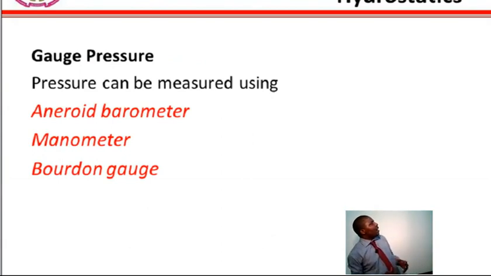We have different measuring equipment that we can use to measure pressure. We call them gauge pressure or pressure gauge. Pressure can be measured using a barometer. We can as well use a manometer or a bourdon gauge. The bourdon gauge finds its applications in measuring the pressure of a tire, like a vehicle tire.